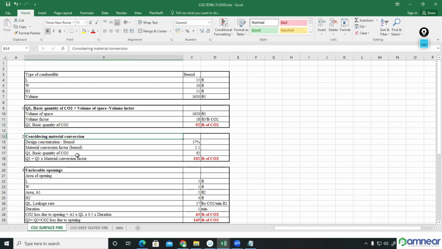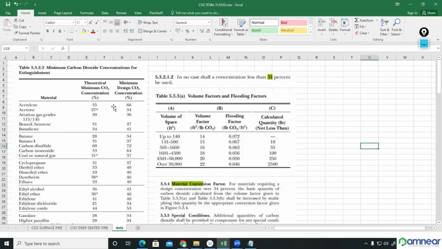The next one, material conversion. Up to 34% concentration, you don't need to consider this material conversion. It is not mandatory. But if the design concentration of carbon dioxide requirement is higher than 34, here we have benzol, the minimum design carbon dioxide concentration, 37% only. What does 37% mean? If the oxygen concentration within the space goes less than 16%. Normally in the atmosphere, we have 21% of oxygen. Within a space also, we might have 21% of oxygen. If the oxygen concentration within the space goes less than 16%, then up to a certain extent we can extinguish it. So it doesn't mean that when the carbon dioxide enters the space, it will completely remove the oxygen. Oxygen concentration will drastically decrease accordingly. Anyhow, 37% of carbon dioxide concentration we need for benzol within the spaces.